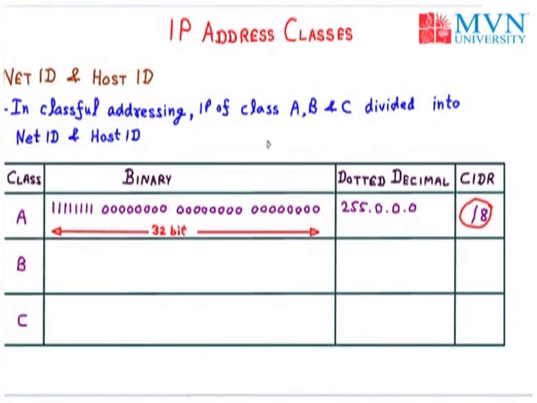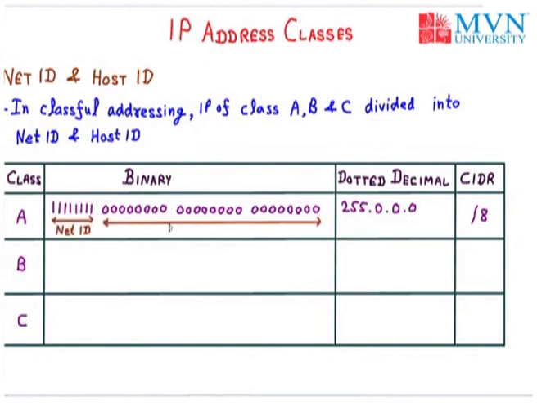Now /8 means the first 8 bits will be 1. That is all about the CIDR, classless inter-domain routing. That means the first 8 bits we have set as 1, and the rest are 0. Now the first 8 bits are called the net ID and the rest of the bits are called the host ID. So the first 8 are net ID and the rest is our host ID.